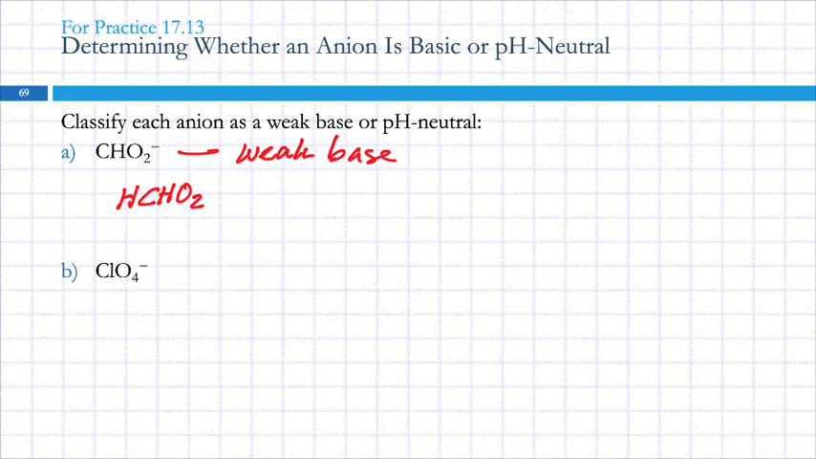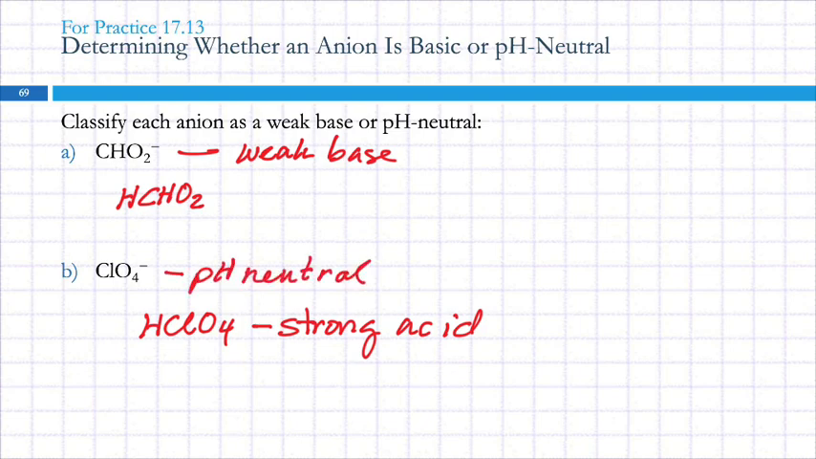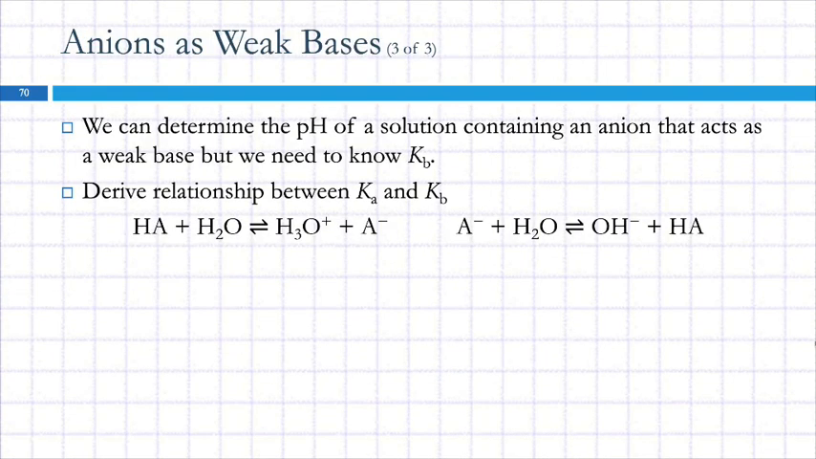How about this? ClO4 minus, perchlorate ion. Write the formula for the acid. What do we get? HClO4. Is that a strong acid? Yes, it's one of the 6 strong acids. That's a strong acid. So what does that tell us about its ion? pH neutral. Now, I somehow paused it in there somewhere, but I've not been successful at uploading these to YouTube anyway, so I don't think it really matters.